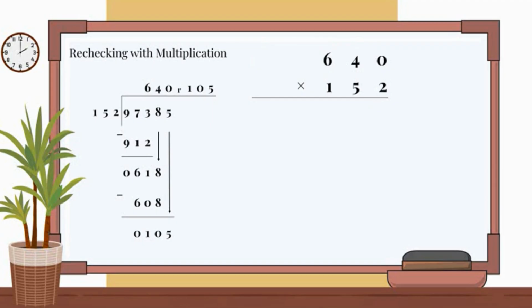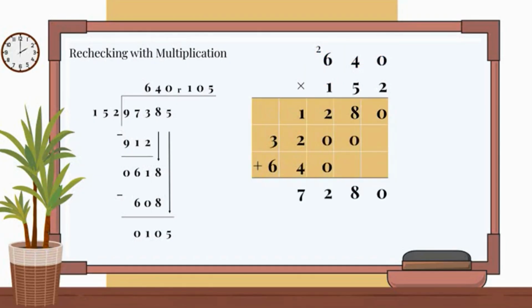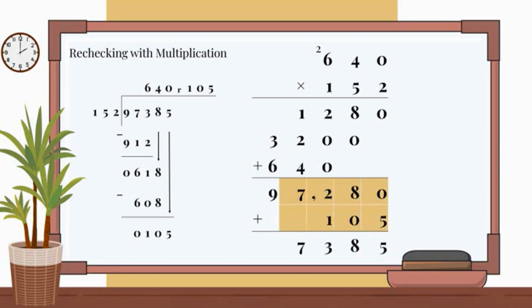We begin by multiplying 2 by the digits on the top, then 5 by the digits on the top, and finally 1 by the digits on the top. Now that we're done with the multiplication, we will add our answers. Finally, we will add the remainder to 97,280. Once the answer to our multiplication problem matches the dividend in our division problem, we know that our quotient is correct.